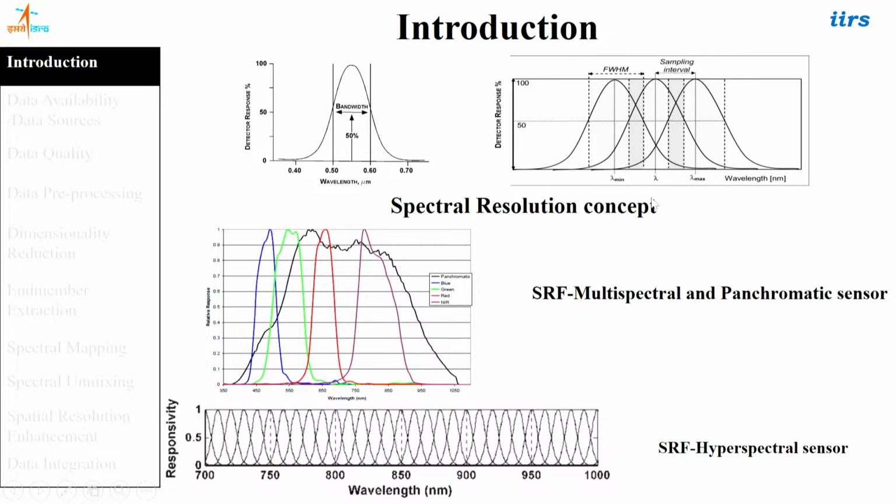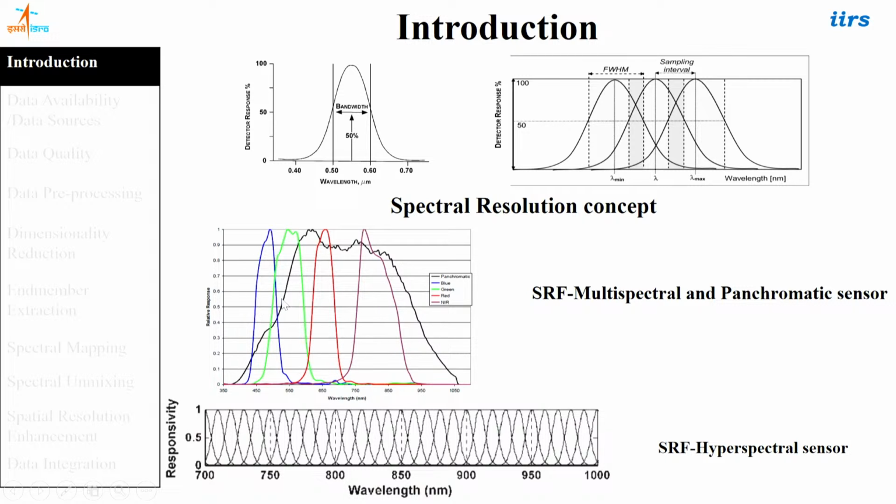Now, how this spectral resolution is varying for panchromatic, multispectral, and hyperspectral? You see here. In this case, these are the spectral response function. In this black color, it is shown for the panchromatic wavelength range. And if you draw the full width half maximum, it will cover this much wavelength region. So this range will be, if you draw the full width half maximum, this range will be covered for your panchromatic. Now, in case of multispectral, you see it is having blue, green, red, and near infrared.